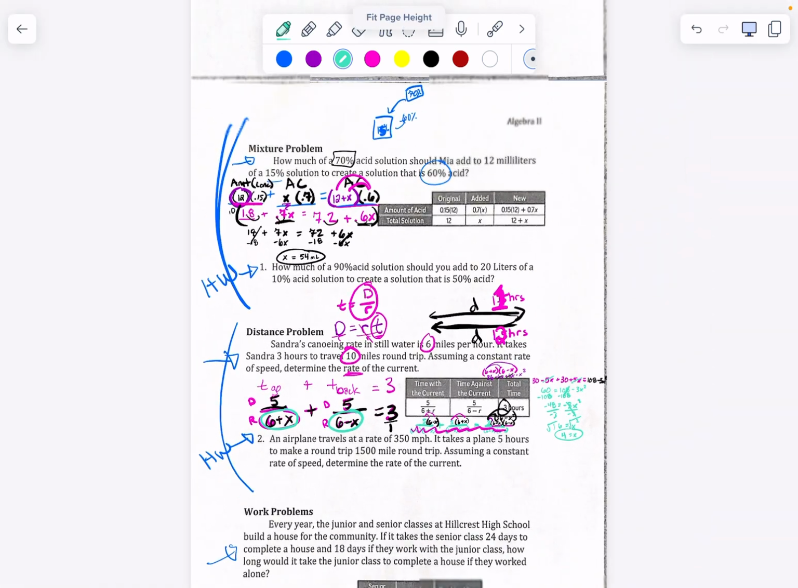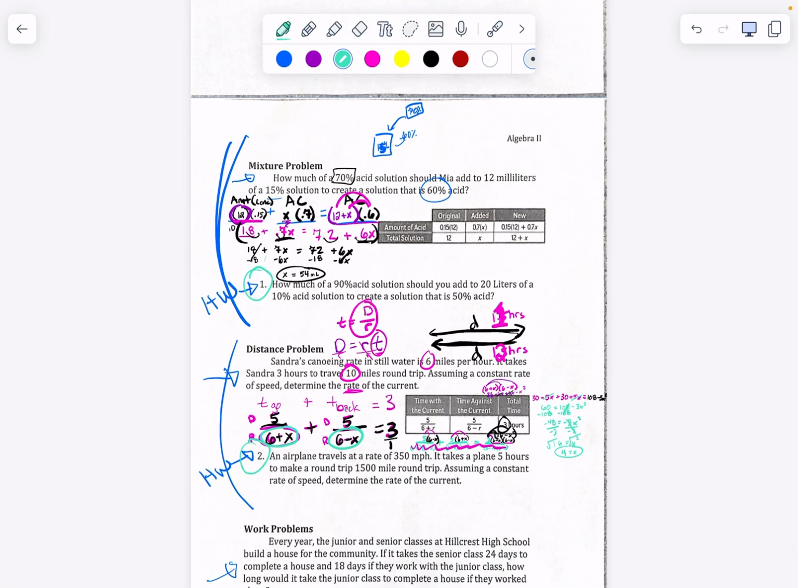Okay, let's stop there. You guys do 1 and 2. That's all you need to do. Try to get through those 2. Work on them right now with the information that you have. If you need to make a table like what they have there, go for it.